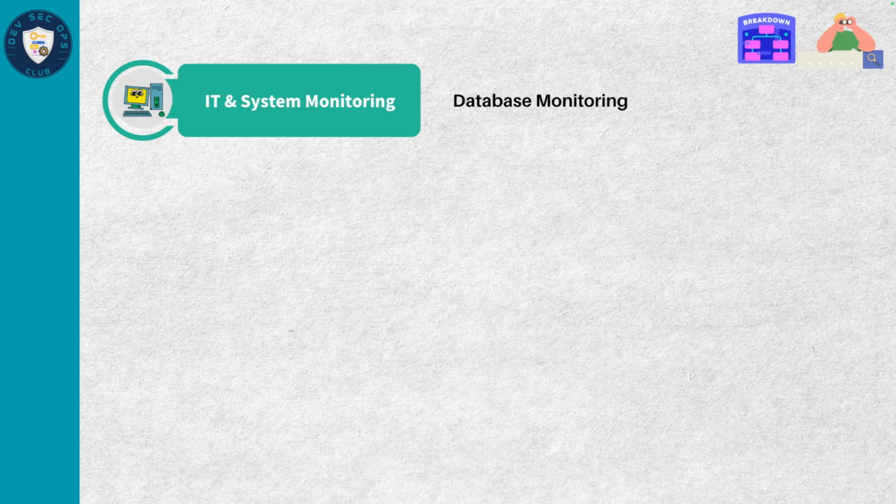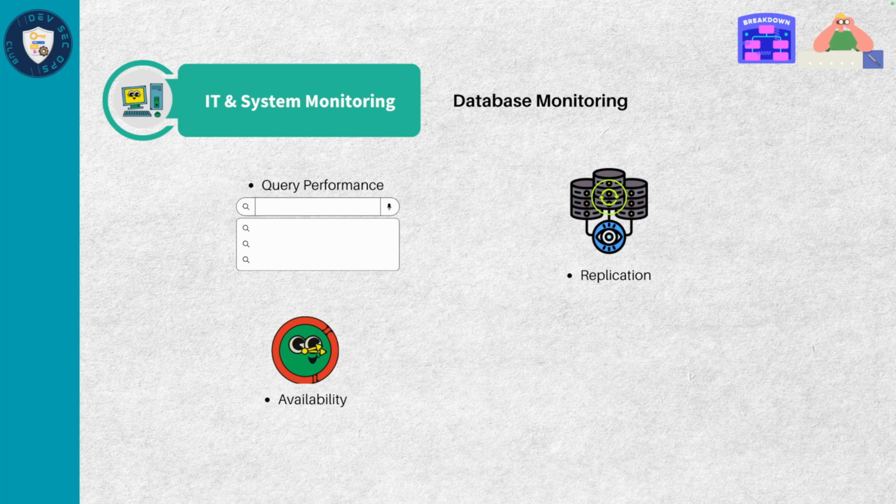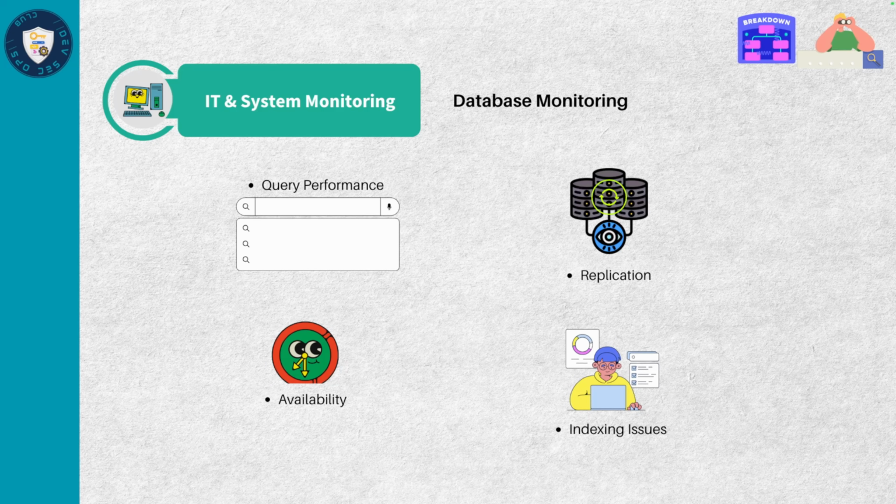And in database monitoring, the key aspects include query performance, how a query performs when you execute it, how long it takes to provide you the result. Similarly, replication: if you have multiple or redundant database services, what about their sync? Whether they are syncing properly or not. Then availability, again a high-priority issue. Indexing issues: if indexes are not good, you will not get the proper result. So indexing is also really, really important.